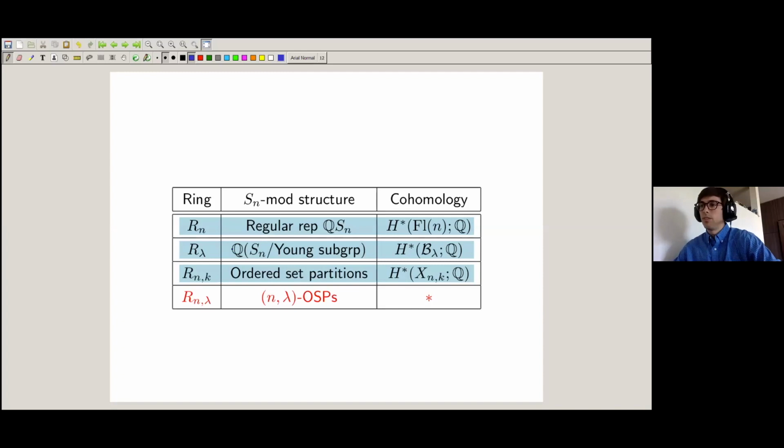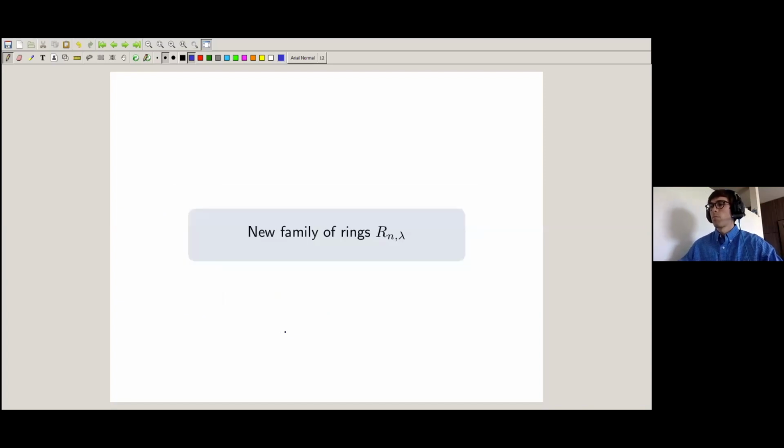Okay, so we've seen the coinvariant rings and these two families of rings that generalize the coinvariant rings. I'd like to move on to R_{n,lambda}. So my contribution is to introduce this new family of rings, which generalize all the previous cases and has some nice formulas. We'll see that it's governed by a certain set of ordered set partitions. So a new family of rings R_{n,lambda}.